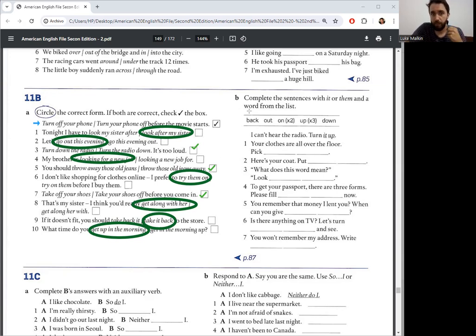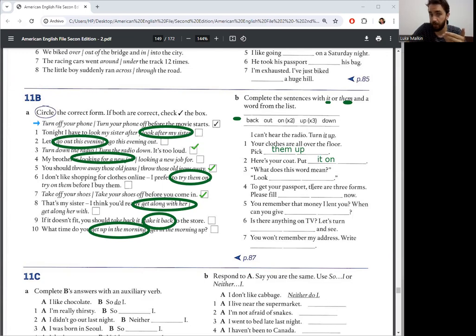Phrasal verbs and their conditions, like separable or not, is just vocabulary like any other vocabulary. So with practice, it gets easier. Part B, complete the sentences with it or them and a word from this list. 7 questions, pause and complete. The example is, I can't hear the radio, turn it up. Number 1, your clothes are all over the floor. Pick them up. Them because clothes are plural. Here's your coat. Put it on.